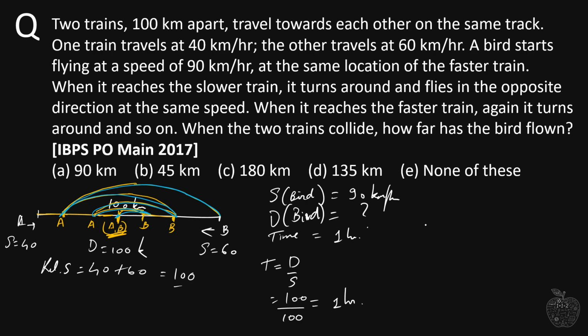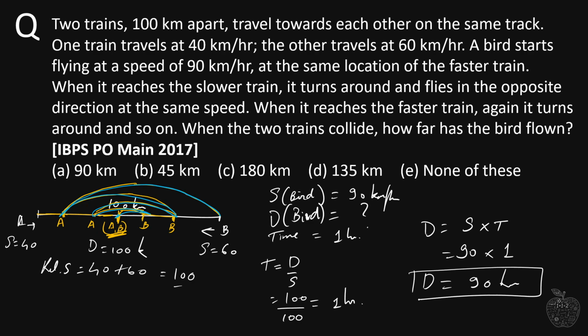So let's calculate the distance. Distance is equal to speed into time. The speed of the bird is 90. It has flown for 1 hour. So we get our answer, which is 90 kilometers. So we know the distance traveled by the bird is 90 kilometers, and this is our required answer. So here option A is the correct one.